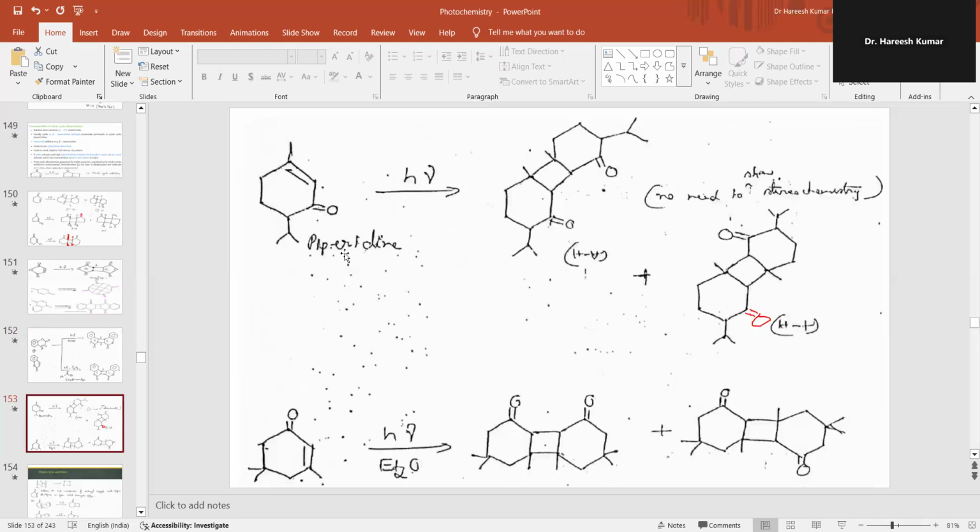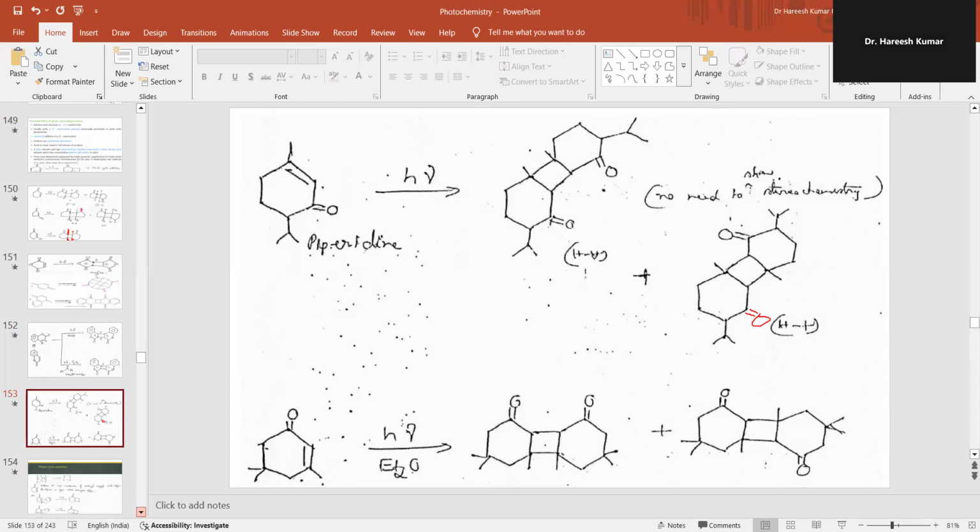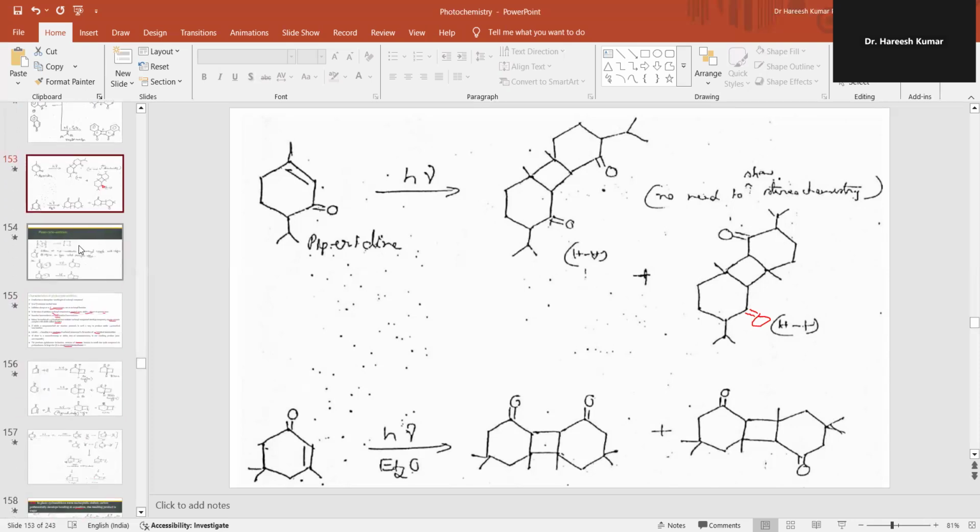In the next slide, I'm taking one more example, a naturally occurring terpenoid. On irradiation, it will give you two products: one is the head-to-head cycloaddition product, and the other is the head-to-tail cycloaddition product. Here I'm taking one more example, a six-membered ring with an alpha beta unsaturated one. On irradiation, it will give you head-to-head joining and head-to-tail joining. I will take one more example.